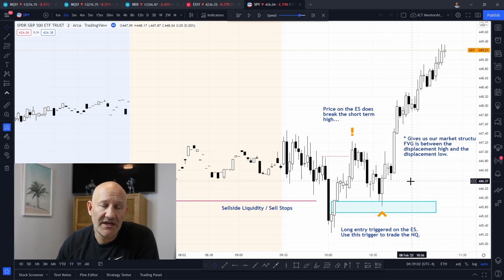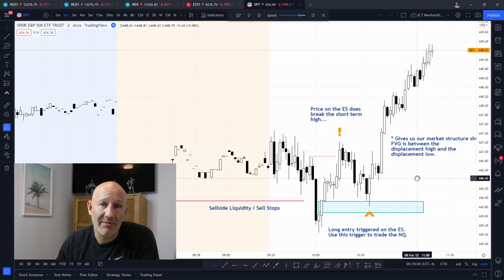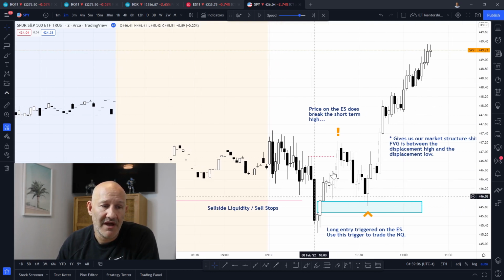So this is the key difference we have here on this setup as opposed to the NASDAQ, is we have our break in market structure, which we didn't have on the NASDAQ. We had our trade down into the fair value gap, which is the trigger for our entry if we were going to do it on the S&P, before the market trades higher. So as we've talked about in some of the previous lessons, our fair value gap is found here between our displacement low and our displacement high.